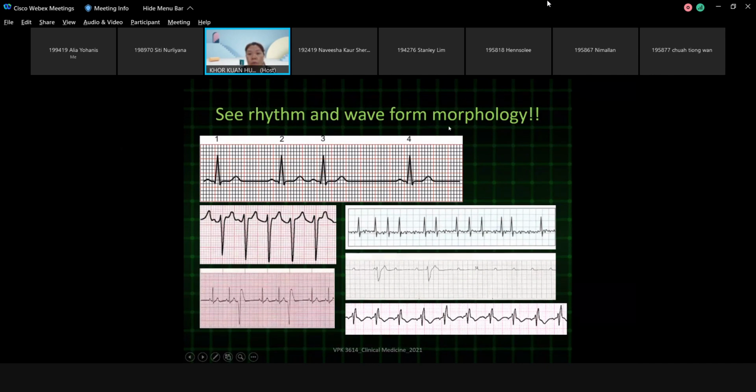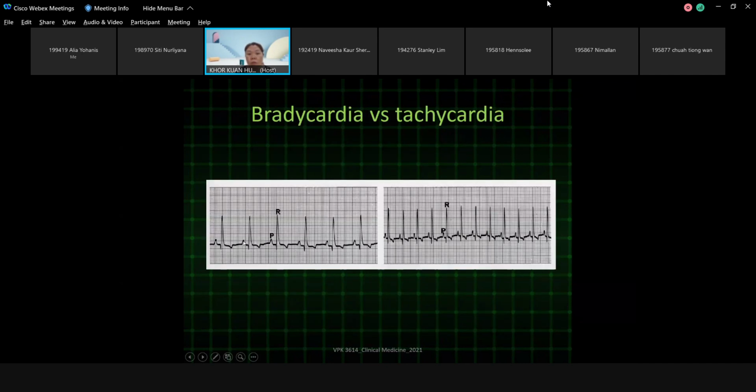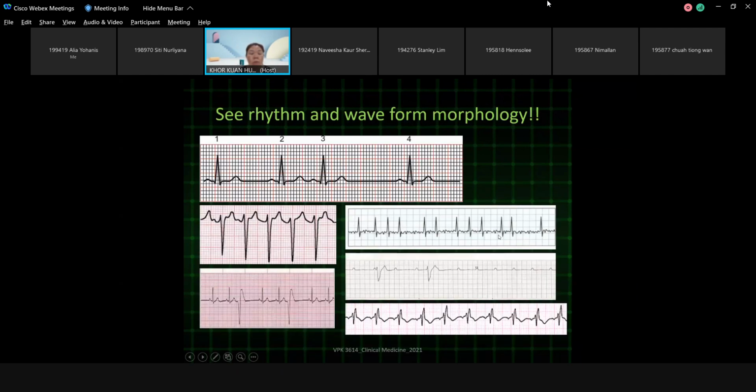More importantly, the next part of the lecture, we're going to look at different rhythms and waveform morphology. Just now, everything looked very regular, right? It's just slow and fast, correct? So when it comes to waveform morphology, you have lap-dap, lap-dap here, but the interval looks okay, maybe it's a respiratory sinus arrhythmia. But over here you say, which is P, which is Q, which is R, I don't know.